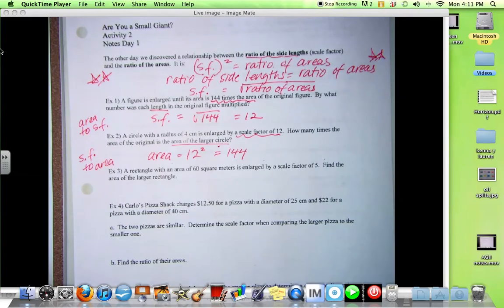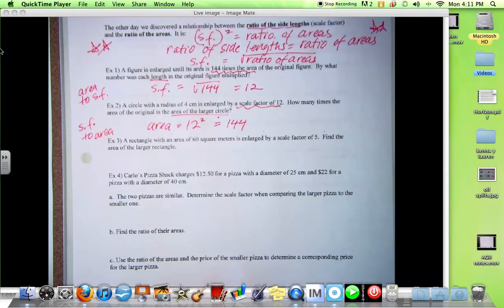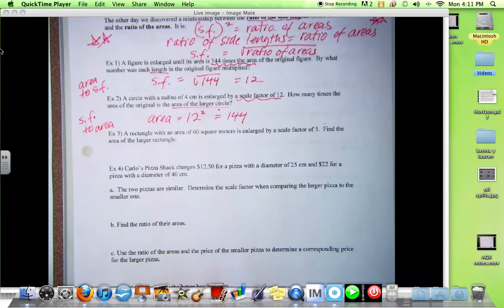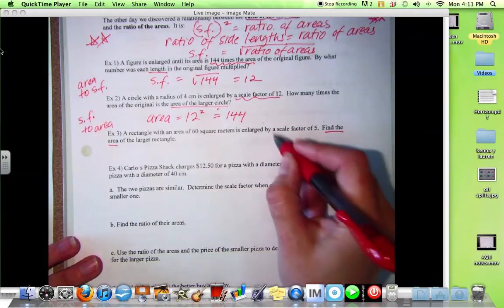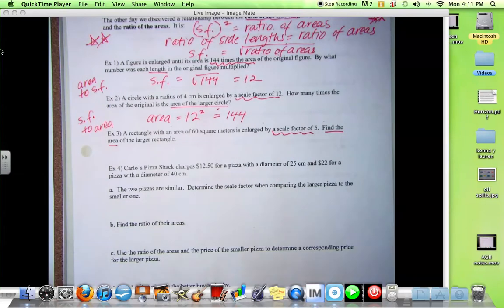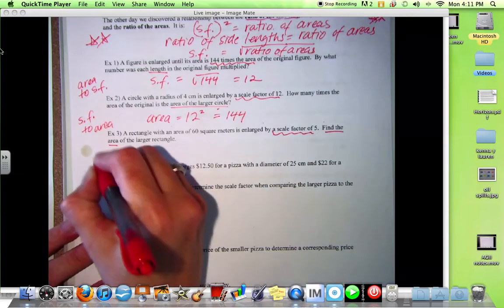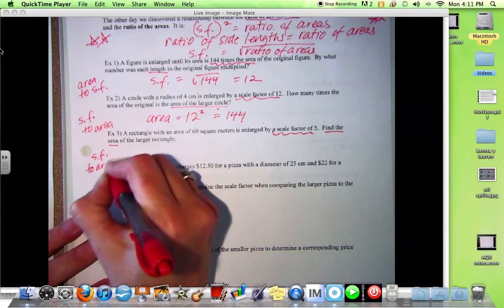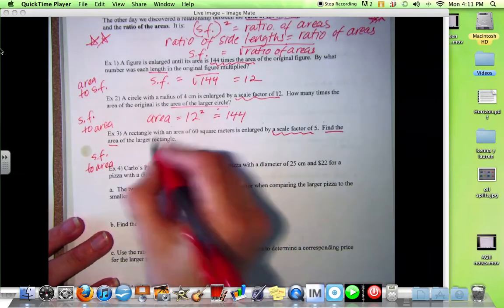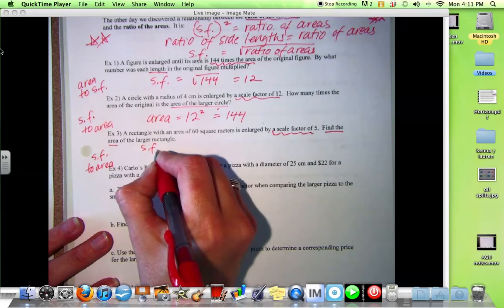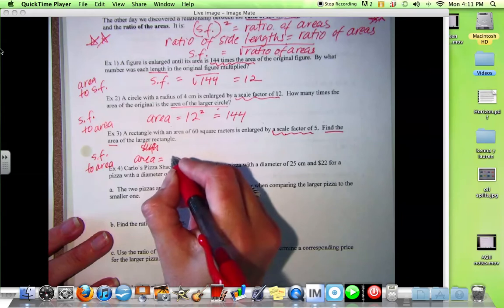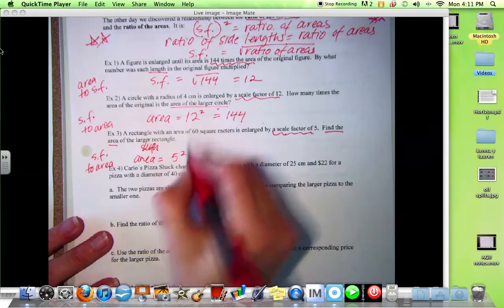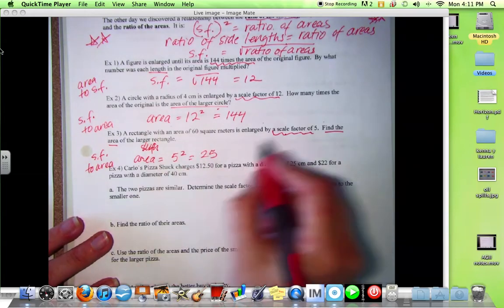Example 3. A rectangle with an area of 60 square meters is enlarged by a scale factor of 5. Find the area of the larger rectangle. So we're asked to find the area. We are given scale factor. So we are going from scale factor to area. Scale factor is 5, so the area is going to be the scale factor squared. So it's 25 times larger.